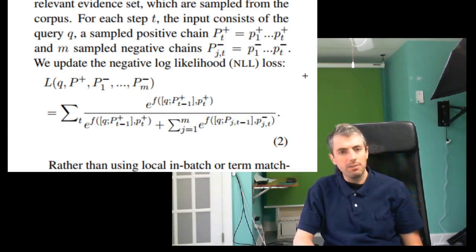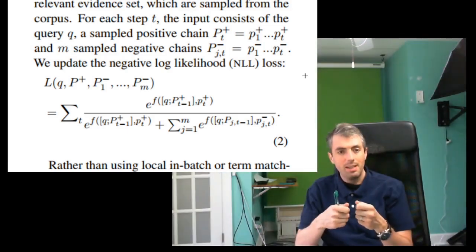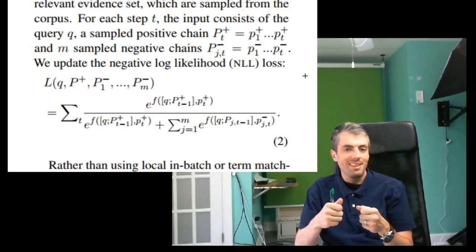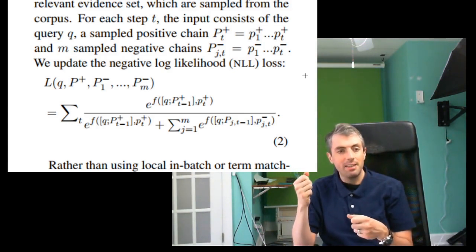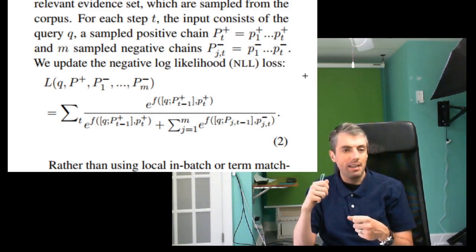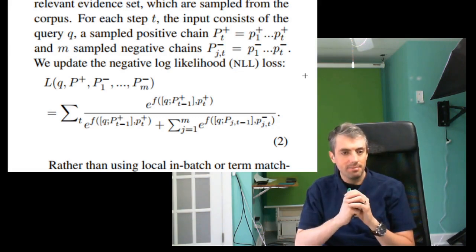We update the negative log likelihood loss, where we exponentiate the score of the positive evidence chain and then divide that by the normalized sum over both the positive and the negative.